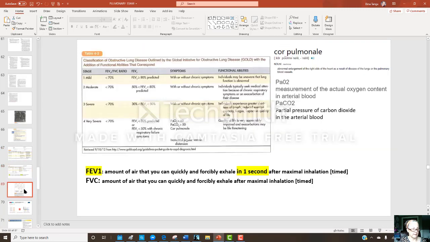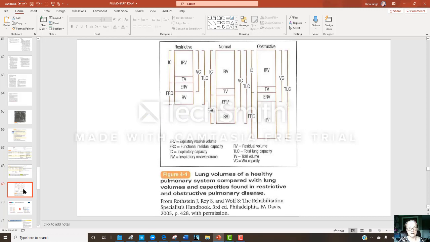This one, now this one. Lung volumes of a healthy pulmonary system compare with lung volumes and capacities found in restrictive and obstructive pulmonary disease. So I think I might just do another video just on that slide alone.